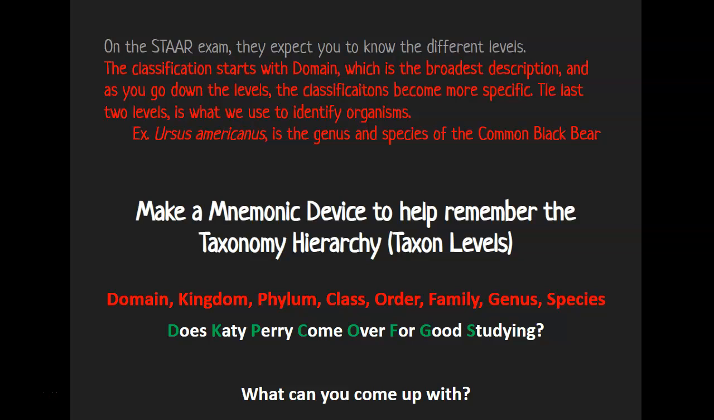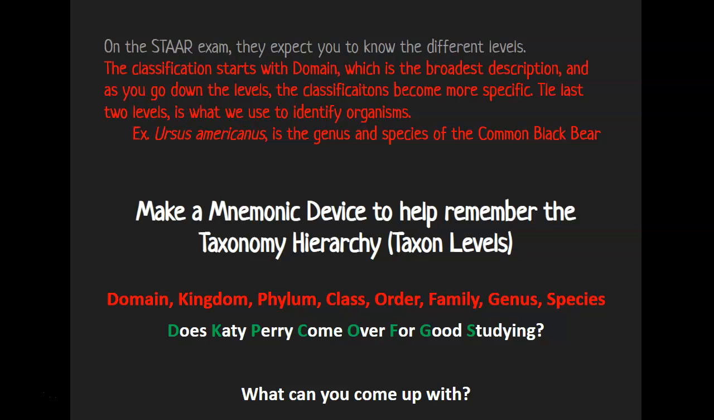So usually we make a mnemonic device. A mnemonic device helps you remember the taxonomy hierarchy. When you see domain, kingdom, phylum, class, order, family, genus, species, that's kind of hard to remember. But if you look at the first letter and create a device, I've given one for you. If you can come up with one on your own, you're more than welcome to. My mnemonic device is, does Katy Perry come over for good studying?